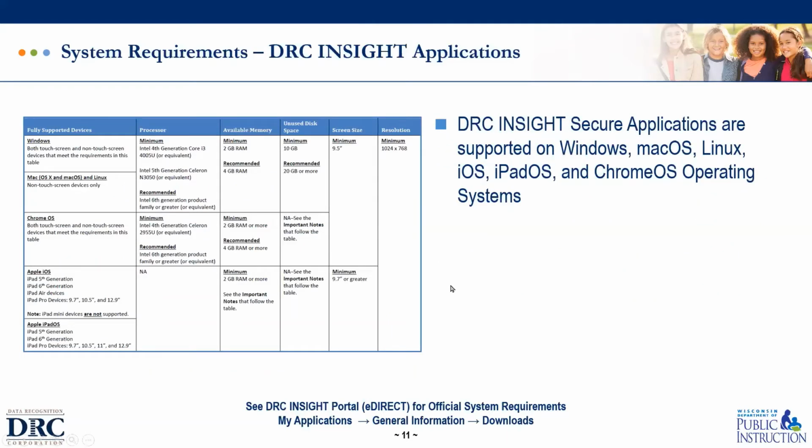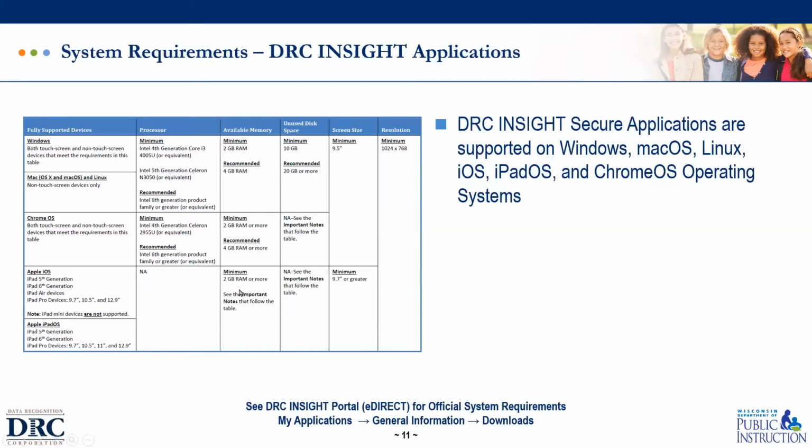These are the specifications for the DRC secure applications. Again, they're supported on Windows, Mac, Chrome devices, iPads, and Linux devices. We give examples of the minimum processor speeds and minimum memory, but pretty much this information has not changed in the last couple of years.